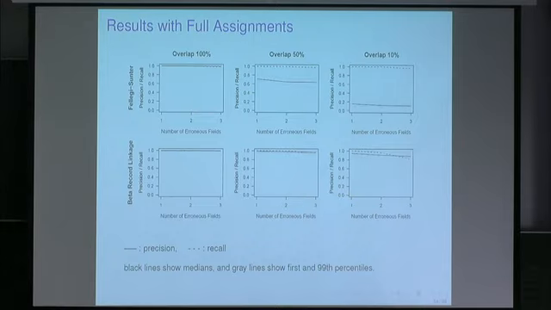Now there are a bunch of lines that you see there. The solid lines correspond to the precision of the method, and the dashed lines correspond to the recall of the method. Okay, and you can see there are black lines and gray lines. The black lines are the median performance, and the gray lines are the first and 99th percentiles. And so the first column corresponds to files with 100% overlap, 50% overlap, 10% overlap, and the fields could have 1, 2, or 3 records. Okay. So what can we see here?